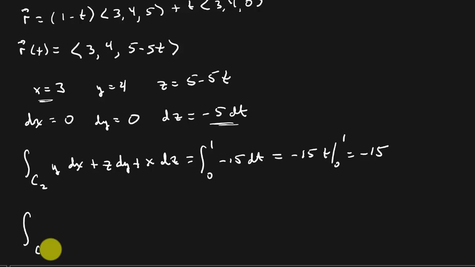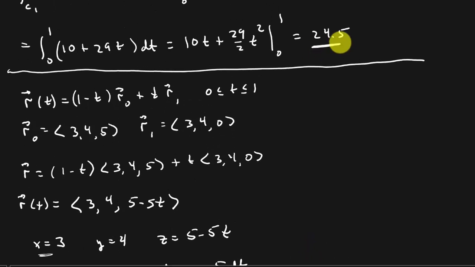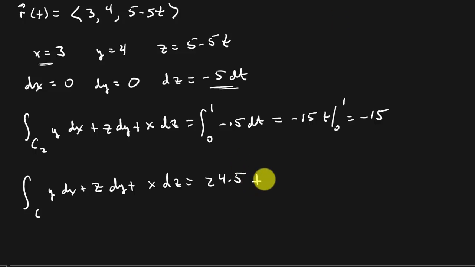So the integral over the curve C of y dx plus z dy plus x dz is equal to 24.5, which is what we got when we went over the first curve, plus negative 15, what we got when we did the line integral over C2, and that is equal to 9.5. And there's your answer.